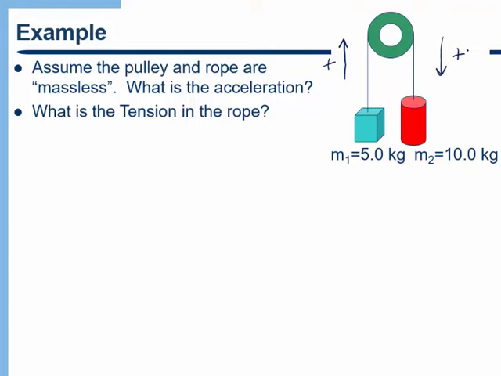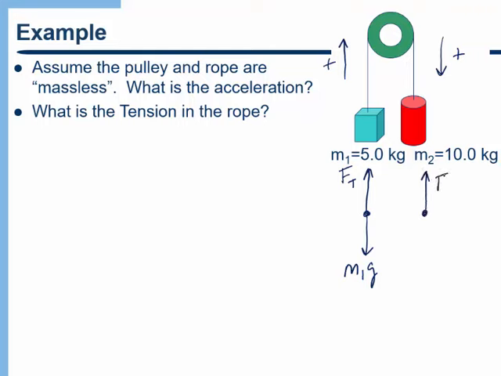Step 2. Let's draw the free body diagrams. They're pretty straightforward here. The free body diagram for object number 1 is that there is the tension and there is the weight of the object, m1g. For object number 2, it looks the same.